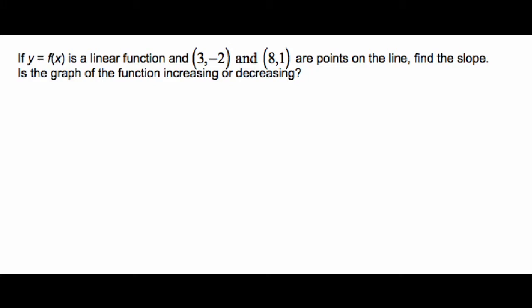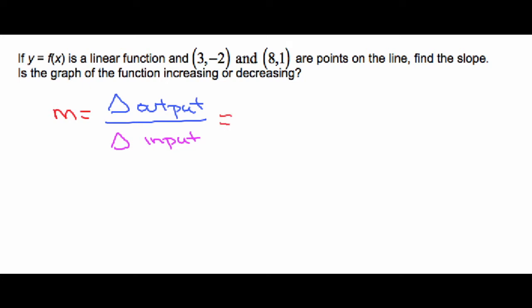If y equals f of x is a linear function, and (3, -2) and (8, 1) are points on the line, we want to find the slope. Is the graph of the function increasing or decreasing? So for slope, I'll use the variable m. And what is a slope? Well, a slope is a change of output, so I'll use a triangle to represent change of output per change of input.